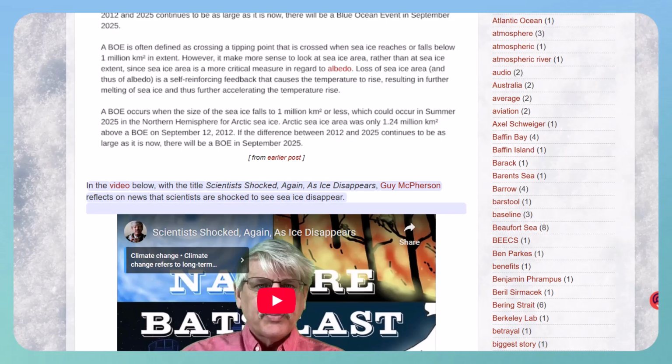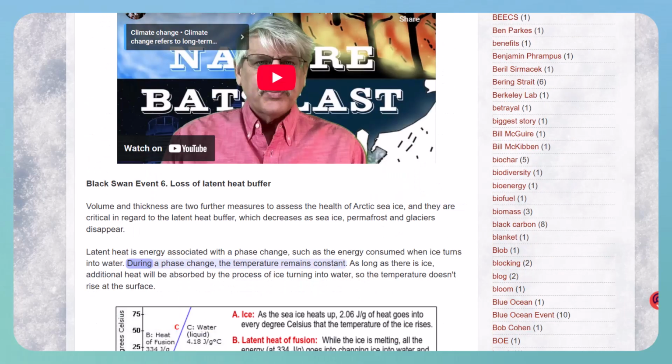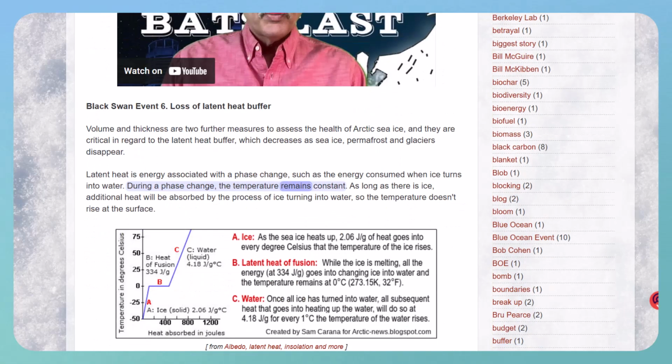Black Swan Event 6: Loss of latent heat buffer. Volume and thickness are two further measures to assess the health of Arctic sea ice, and they are critical in regard to the latent heat buffer, which decreases as sea ice, permafrost, and glaciers disappear. Latent heat is energy associated with a phase change, such as the energy consumed when ice turns into water. During a phase change, the temperature remains constant. As long as there is ice, additional heat will be absorbed by the process of ice turning into water, so the temperature doesn't rise at the surface.